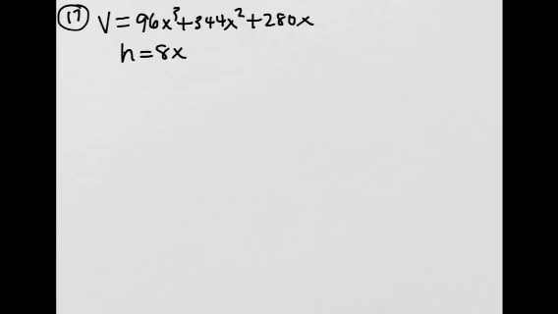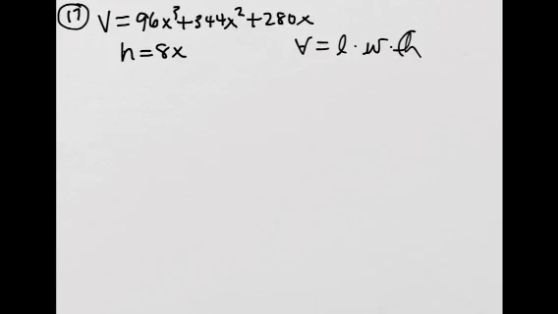Alright, for 17 they give you the volume of a box, a rectangular prism, and they give you the height. So they want to know possible dimensions for the length and width. Well, we have to first divide 8x into the volume to see what the product of the length and width is, because you know that volume equals length times width times height.